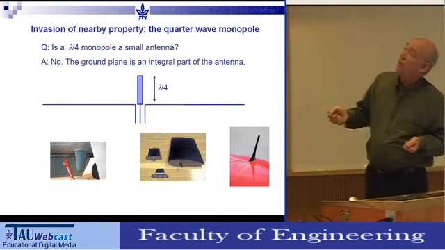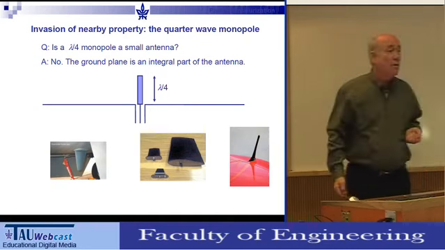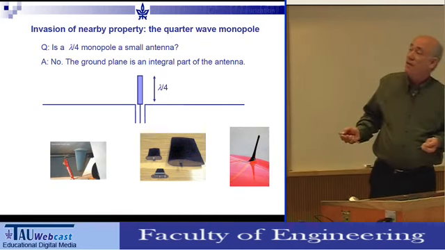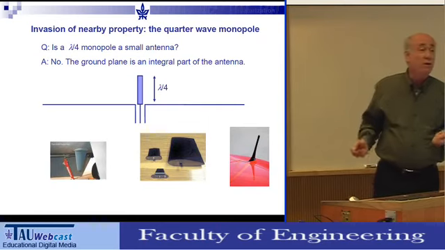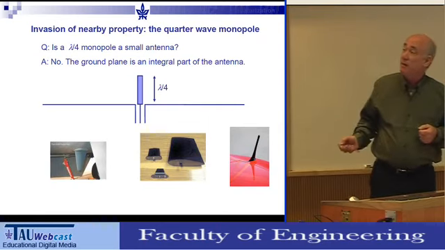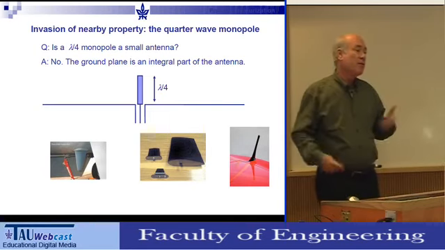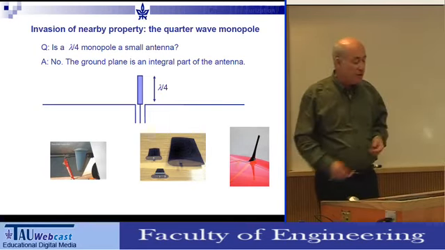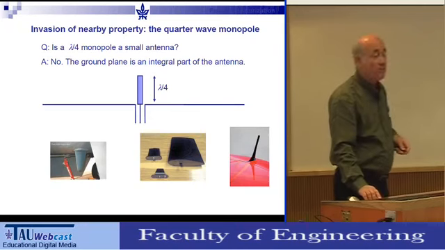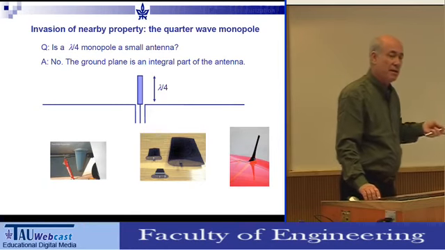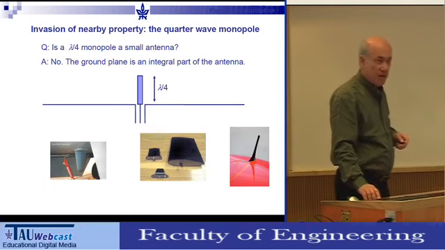Is it a small antenna? It's only a quarter wavelength. The answer is no. It's not smaller, it's actually larger because you invade this area, you excite the ground plane with currents, and they are an inherent part of the antenna. If you chop off the ground plane, there's no antenna, it will not radiate, it's just a passive load of some sort. Okay, so a quarter wave monopole is a larger antenna than the half wave dipole.